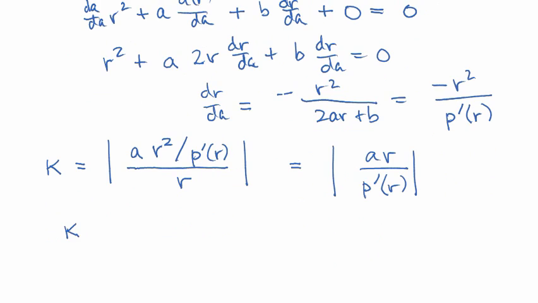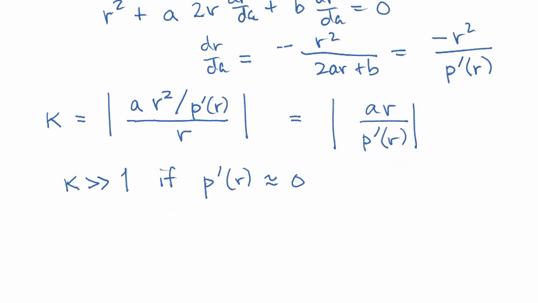Okay, so we might find that kappa is much larger than 1 if p prime of r is close to 0. If that denominator is small, then kappa could blow up. Of course, it could also blow up if a is large or if r is large. But those are kind of easy to spot. This is a little bit more subtle.